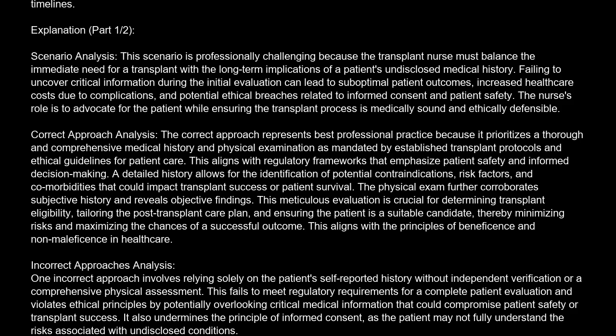Incorrect approaches analysis. One incorrect approach involves relying solely on the patient's self-reported history without independent verification or a comprehensive physical assessment. This fails to meet regulatory requirements for a complete patient evaluation and violates ethical principles by potentially overlooking critical medical information that could compromise patient safety or transplant success. It also undermines the principle of informed consent, as the patient may not fully understand the risks associated with undisclosed conditions.